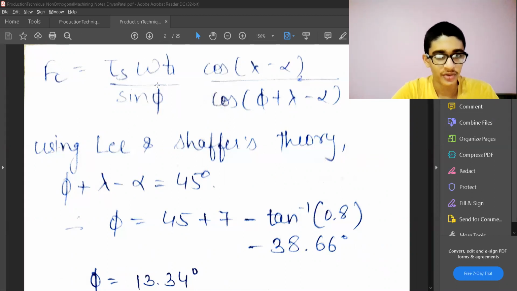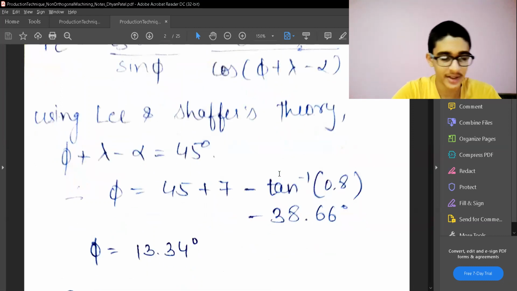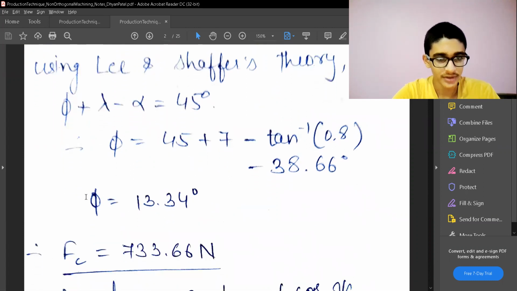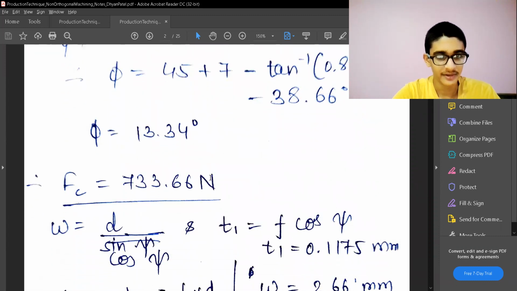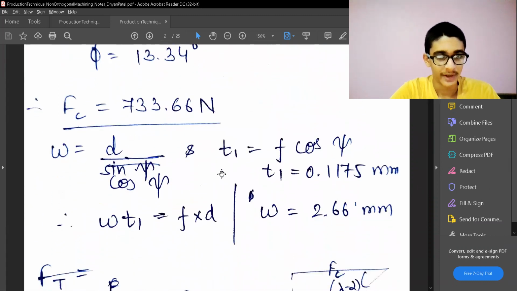Now, to estimate phi, we are not given phi directly, so we can use Lee and Shaffer's theory to estimate phi. We can use any theory, but generally in practice, in industries also, Lee and Shaffer theory is taken more into account, and hence we'll generally use that only. So phi plus lambda minus alpha is 45 degrees. Lambda and alpha were directly given, so we get the value of phi. We get the value of cutting force Fc.